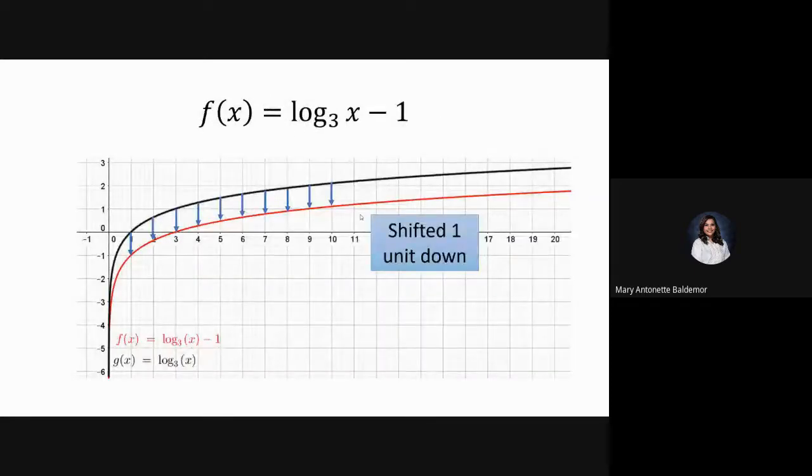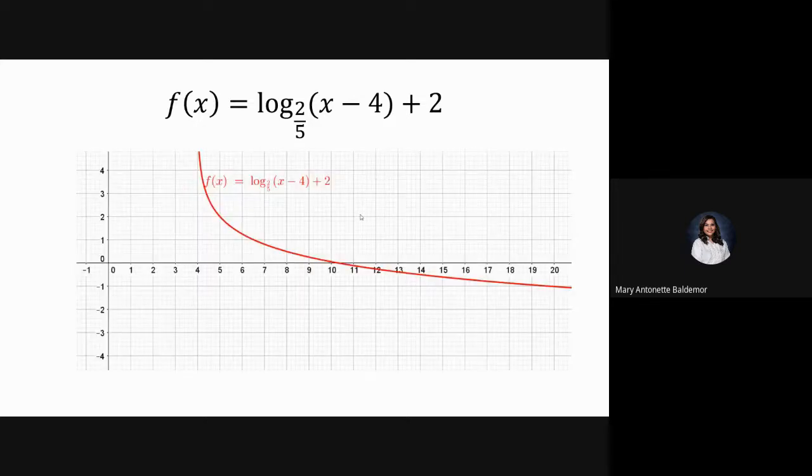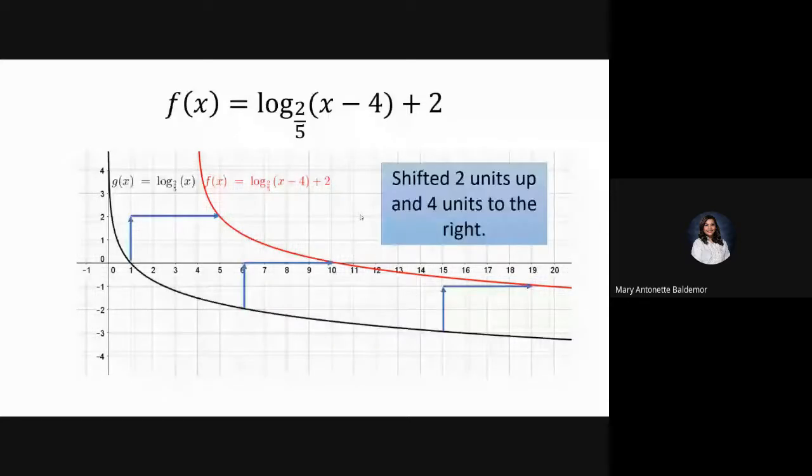Okay, next, let us proceed. We have f of x is equal to the logarithm of x minus 4 with the base 2/5 plus 2. In this case, here's the graph. We have f of x is equal to the logarithm, shifted 2 units up and 4 units to the right.